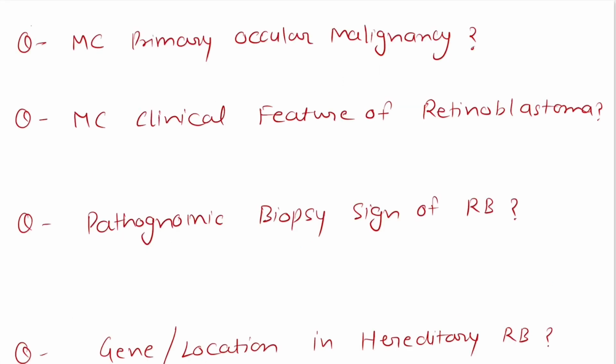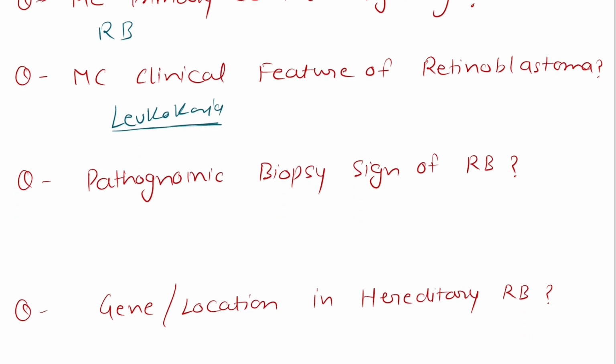Now at the end, answer some questions with me, and you will get to revise the whole lecture on the retinoblastoma. Let's start with the first question. Most common primary ocular malignancy, this is retinoblastoma, right? And most common clinical feature of the retinoblastoma, do you know? Can you answer? This is leukocoria, right? Leukocoria, the white reflex.